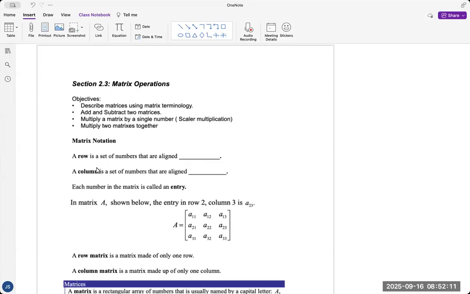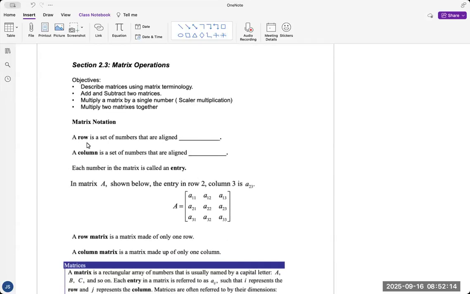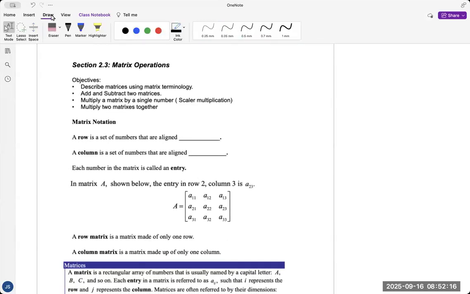So here's some matrix notation. A row is a set of numbers that are aligned horizontally. Let me show you what that looks like. Let me highlight. See, these numbers right here are all in the same row. And the notation A sub 1, 1 means whatever value is in this top left corner of the matrix.